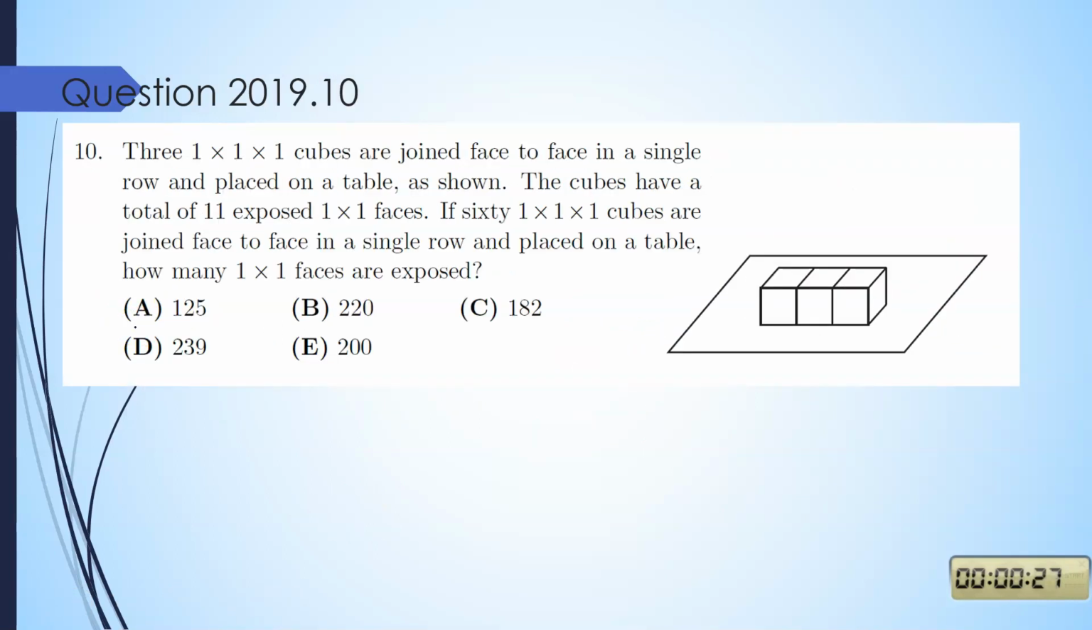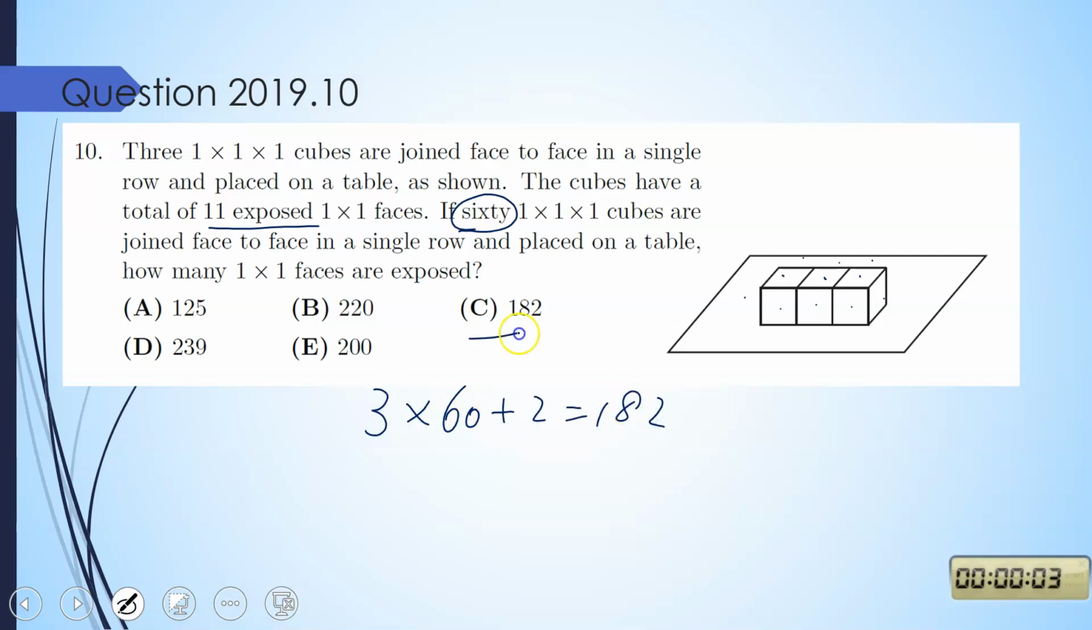Last question. 3 1 by 1 by 1 cubes are joined face to face. They have 11 exposed faces, which is 1, 2, 3, 1, 2, 3, 1, 2, 3, plus the two ends. So if we are asked to place 60 1 by 1 by 1 cubes in there, how many faces are exposed? That will be 3 times 60 plus 2 equals 182. So the answer is C, 182.